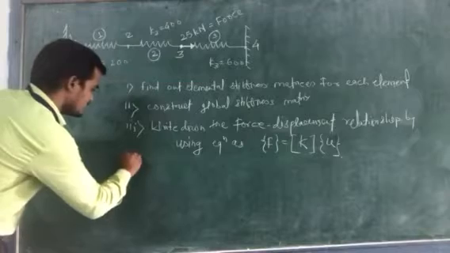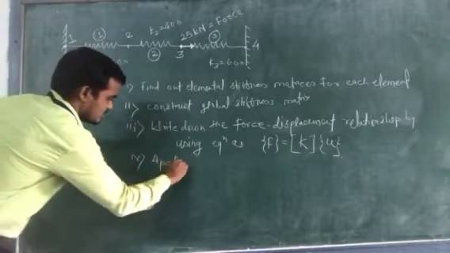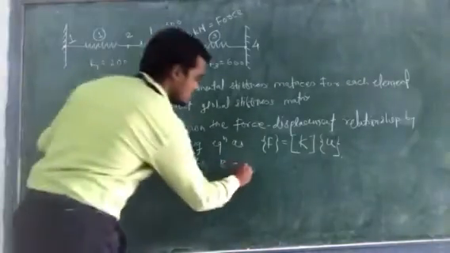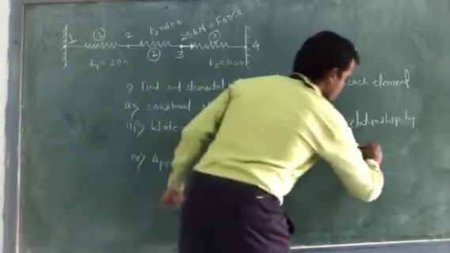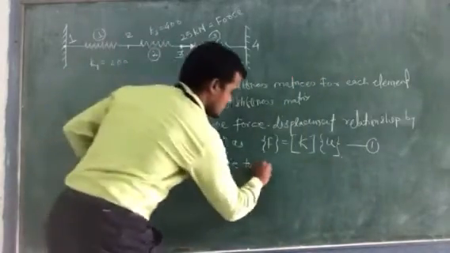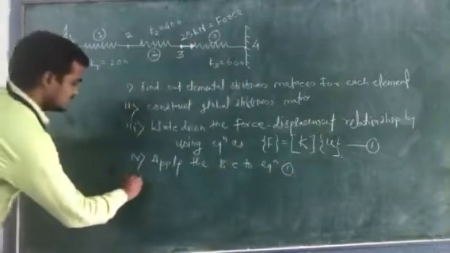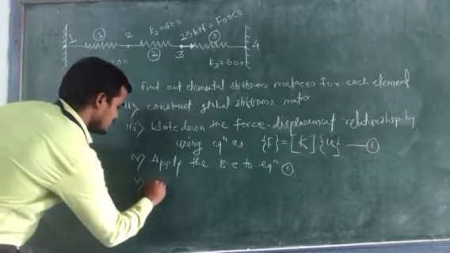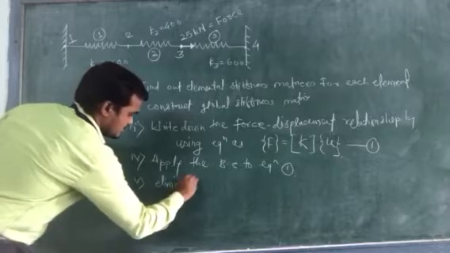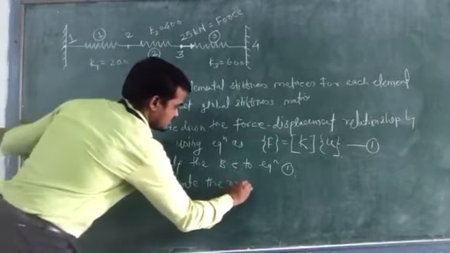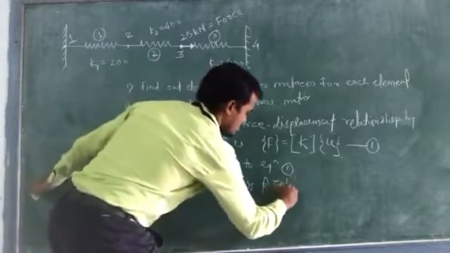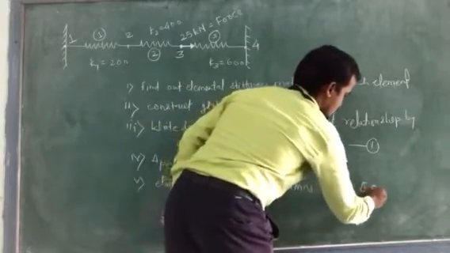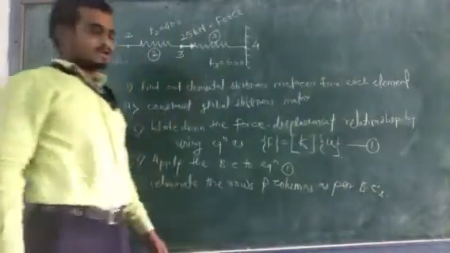Then the fourth step is to apply the boundary conditions. Apply the boundary conditions to, suppose this is equation 1. Apply the boundary conditions to equation 1. And then next, eliminate the rows and columns as per the boundary conditions.